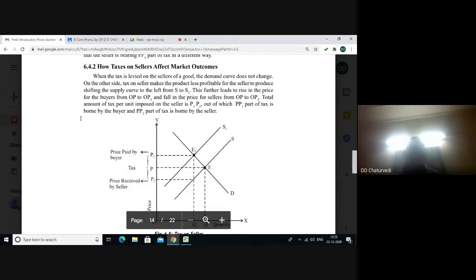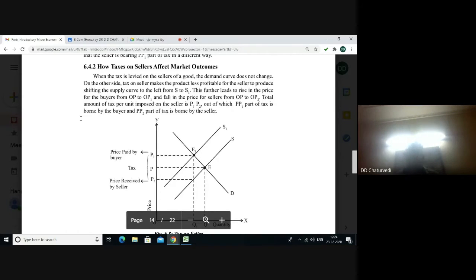Now we have the next subtopic, how taxes on sellers affect the market outcome. When tax is imposed on the buyer, the demand curve shifts to the left, implying that buyer will have to pay more for the commodity. Ultimately, the tax burden may be shared between the buyers and sellers.